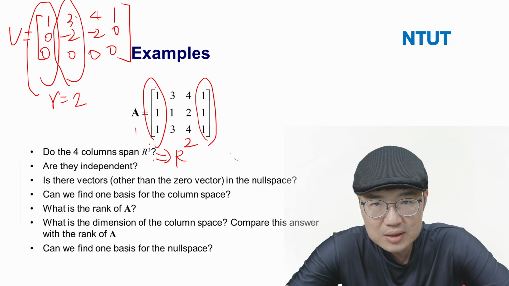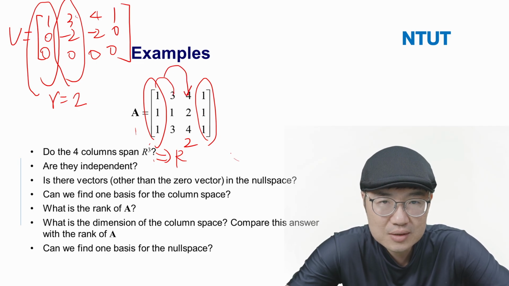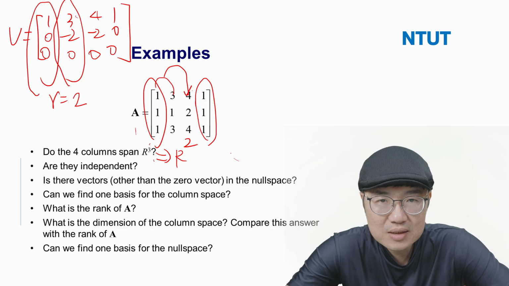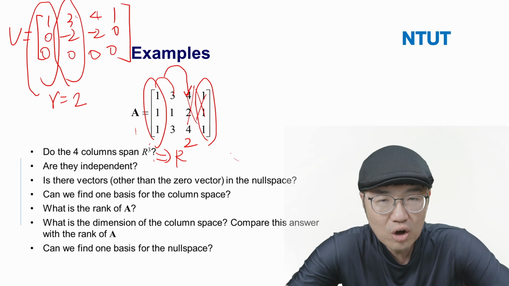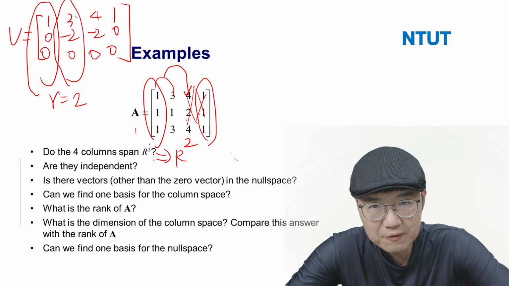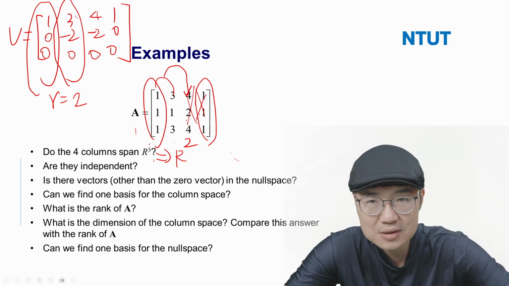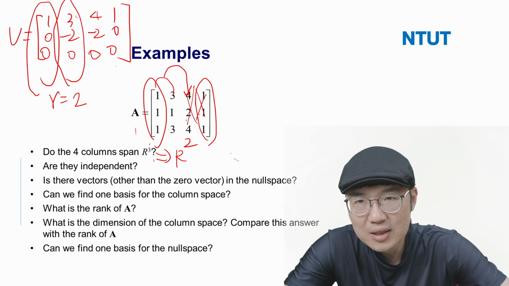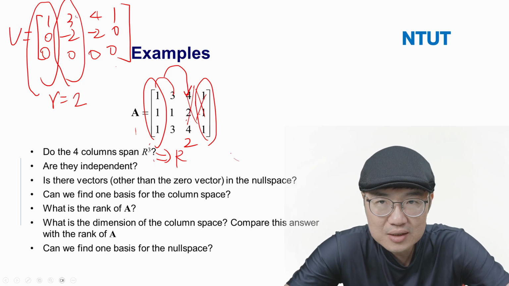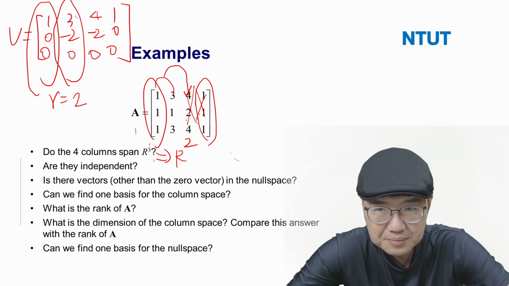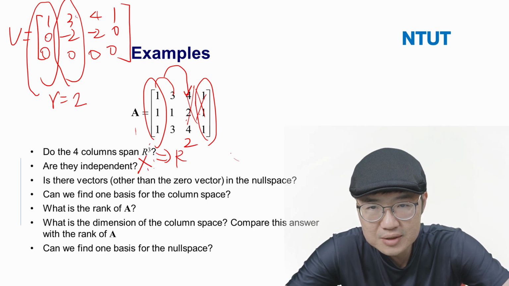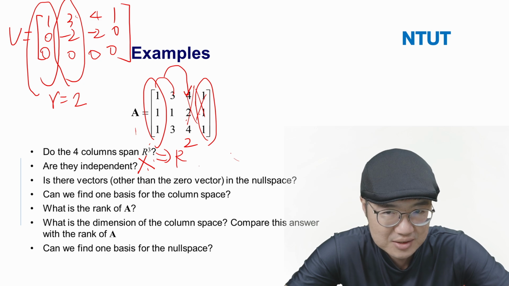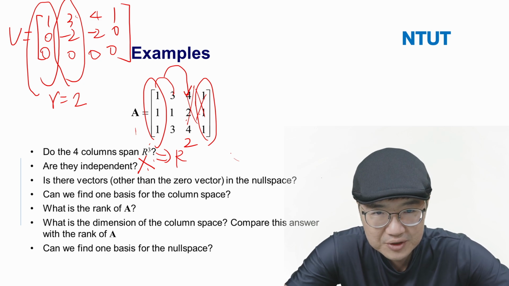The first and the second column lead to the third column. This means that these are redundant information. All the information is given in the previous 2 columns. So that's why the first and the second columns are considered as pivots. So the 4 columns are never independent in R3, never.